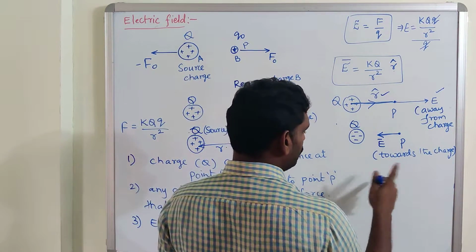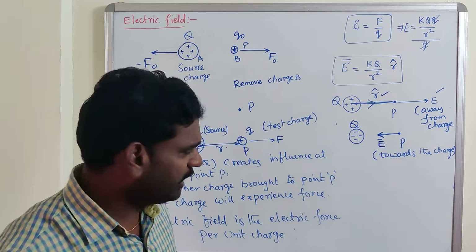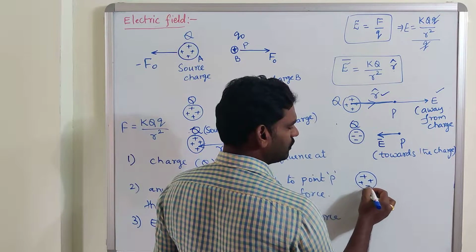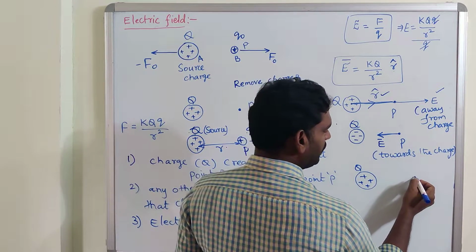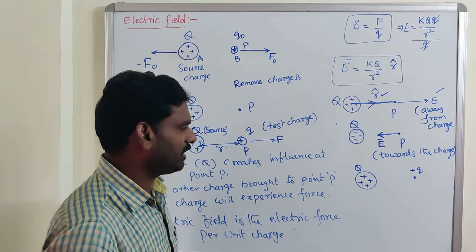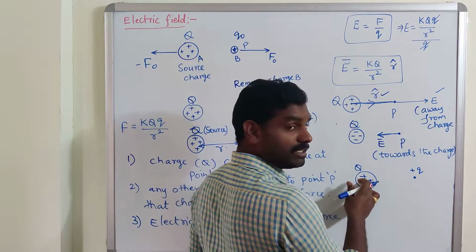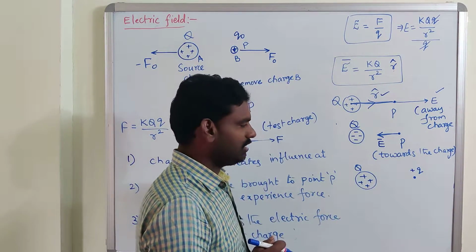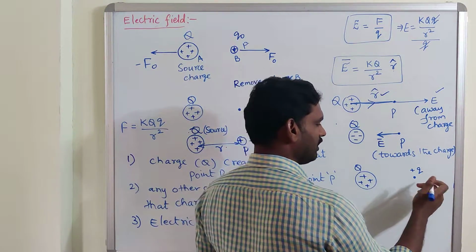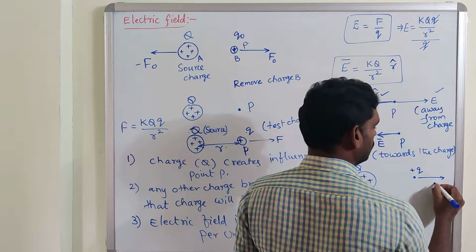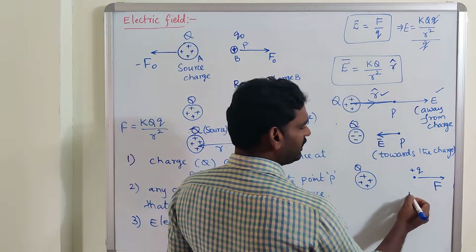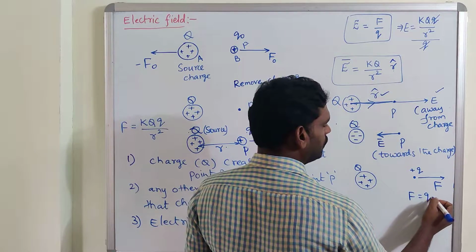Right, I am going to conclude. Say here, if a positive source charge is there, I am keeping a positive test charge here. Both this charge and this charge are positive, so the force between them is a repulsive force F. Okay, so I am writing this as F is equal to Q into E.